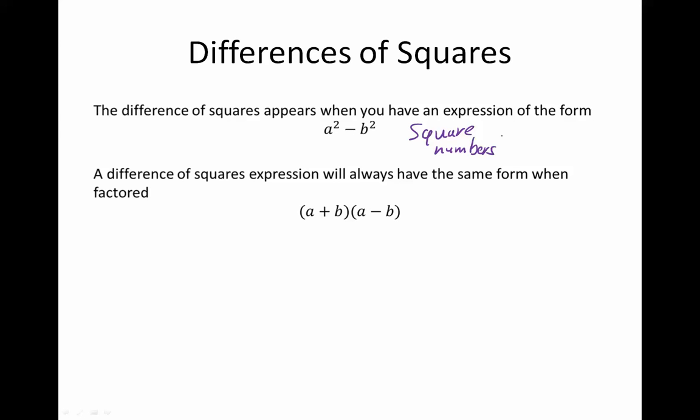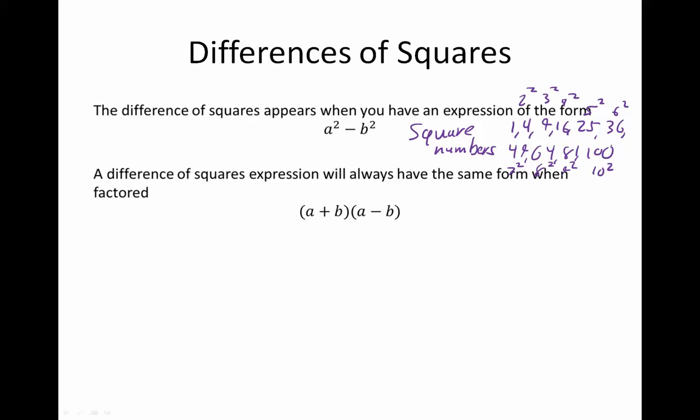Square numbers are the numbers you get when you square something. So 1, 4, 9, 16, 25, 36, 49, 64, 81, and 100. These are all square numbers. And again, how did I get these? 4 is 2 squared, 9 is 3 squared, 16 is 4 squared, this is 5 squared, this is 6 squared, 7 squared, 8 squared, 9 squared, 10 squared. That's a square number.